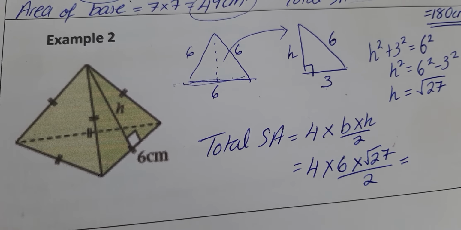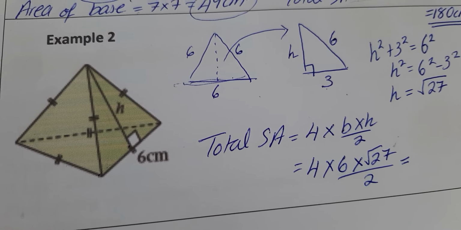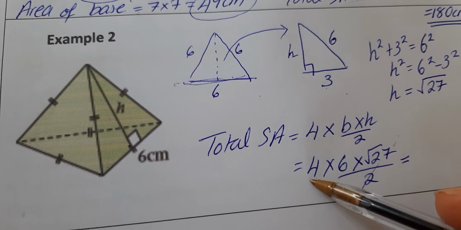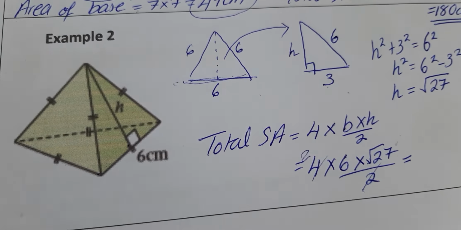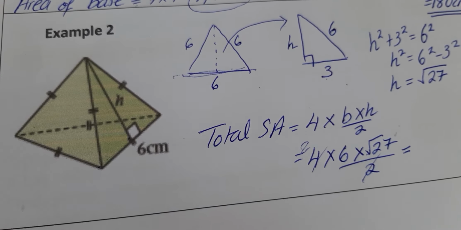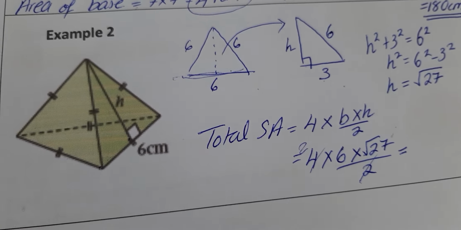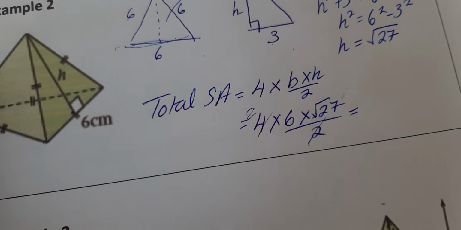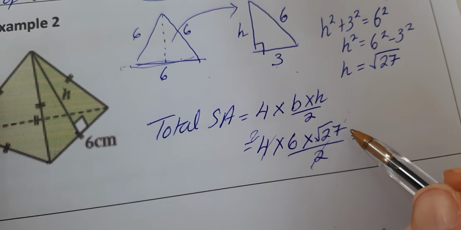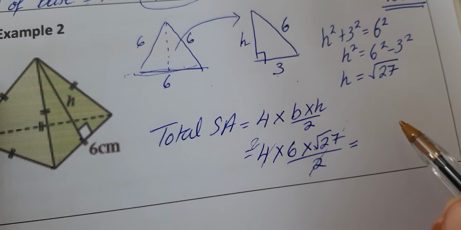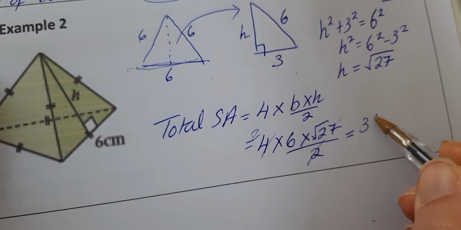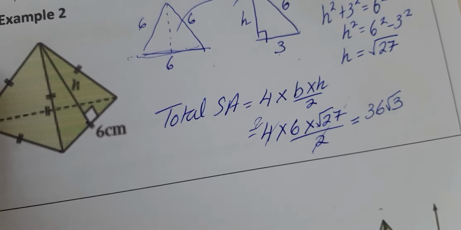2 times 6. Okay, I cancelled these in my mind. I said 2, 2, 6 is 12. So it's 12 root 27. In your calculator, we'll simplify that 27 as well, because there is a root 9 in there. 9 times 3 makes 27. And your final answer will come to 36 root 3.